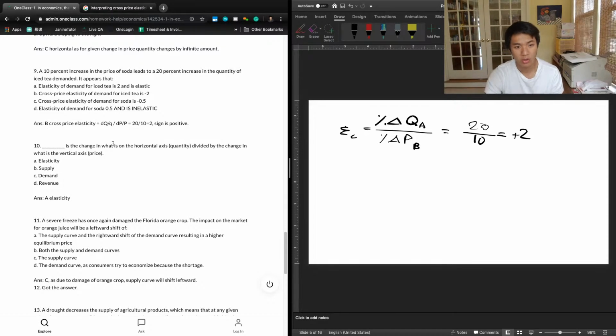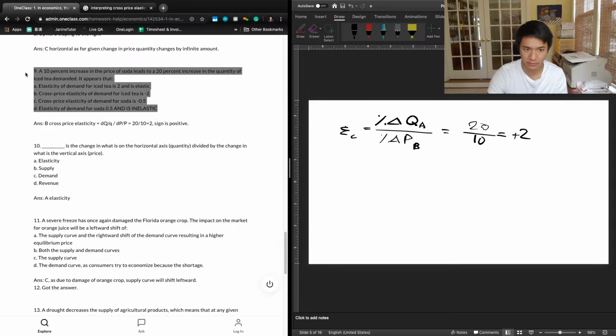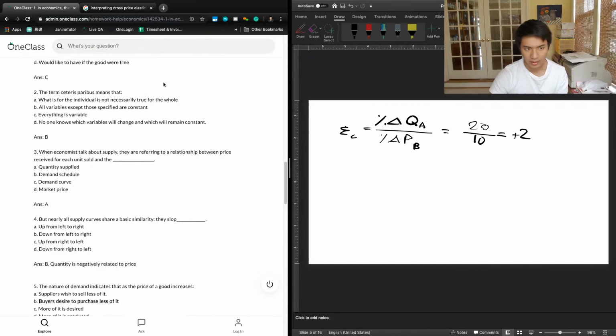So again, let's take a look at the previous year's answer. They chose B. Cross-price elasticity is equal to the change in quantity divided by change in price. 20 divided by 10 equals 2. Sign is positive. So it looks like the question itself was phrased incorrectly, but the tutor is also on the same page that the sign must be positive for this question. Let's take a look at question 10.